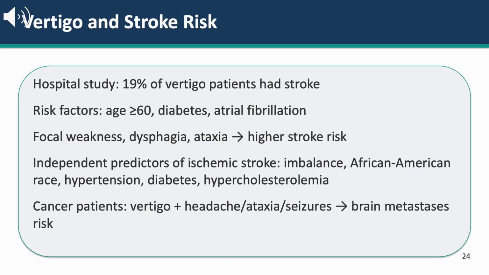Patients with systemic cancer have a significantly higher risk of brain metastases if they report vertigo coexistent with headache, ataxia, seizures, visual symptoms, or altered mental status. Section 8. Differential diagnosis, slides 25-29.